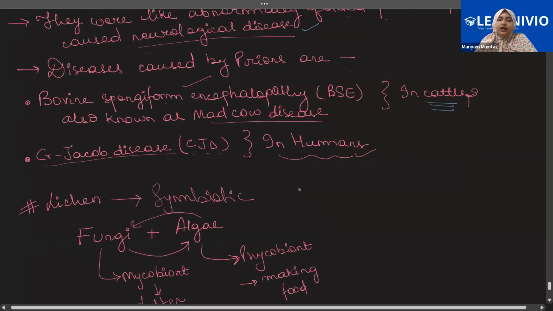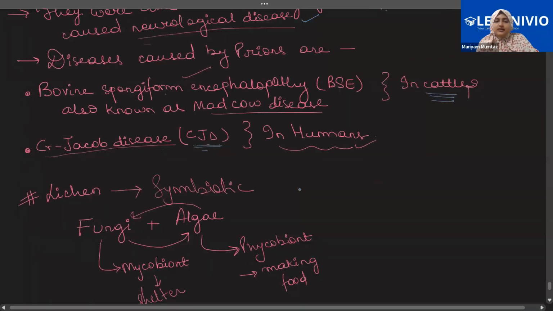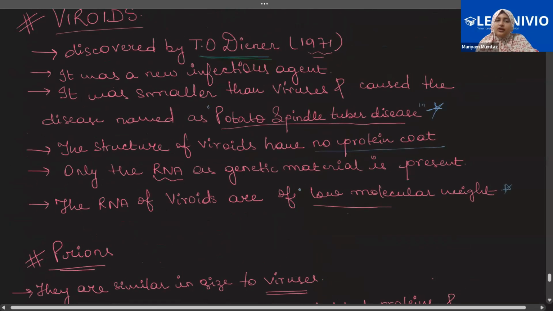It is caused in cattle. Now the prions also cause diseases in the case of human beings, that is Creutzfeldt-Jakob disease, CJD. Just remember the name, no symptoms, nothing will be asked. It's just a neurological disease caused in humans and the other diseases caused in cattle, and it is caused by the prions. Any doubts in prions and viroids?